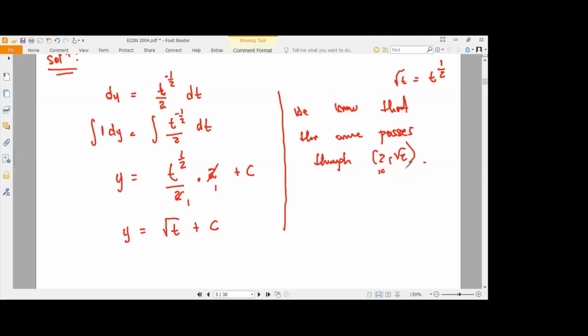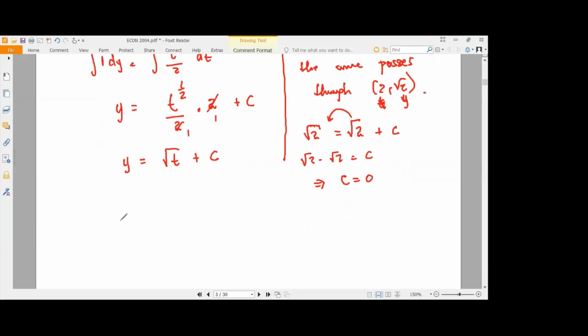So I know that this is t, and this is y, right? When I substitute them in now, I get that the y value is root 2. So root 2 is equal to, the t value here is 2, so that's going to give me the root of 2 plus c. When I carry this root of 2 over here, it becomes root 2 minus root 2 is equal to c. We now find that c is equal to 0. So therefore, the integral curve is simply y is equal to root of t. Because we found c to be 0, we substitute 0 here, and we get that y is equal to root t.